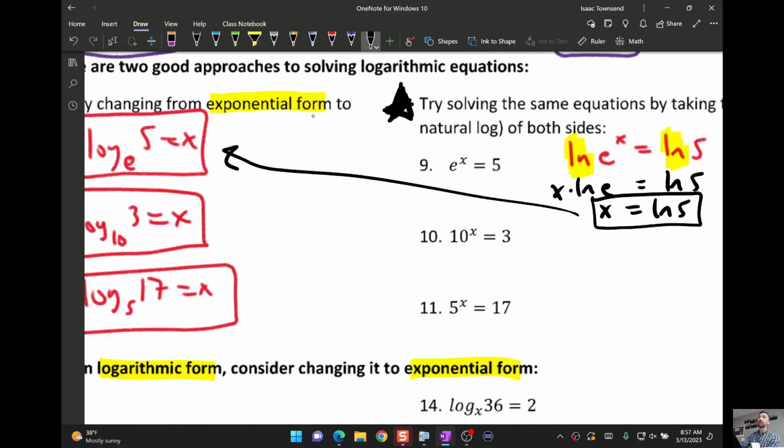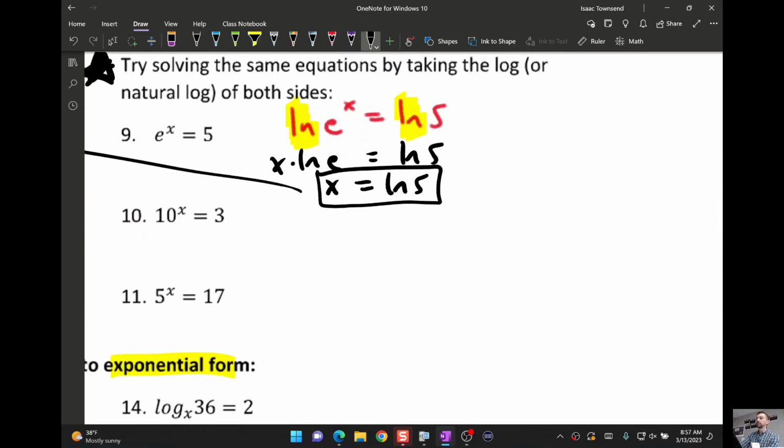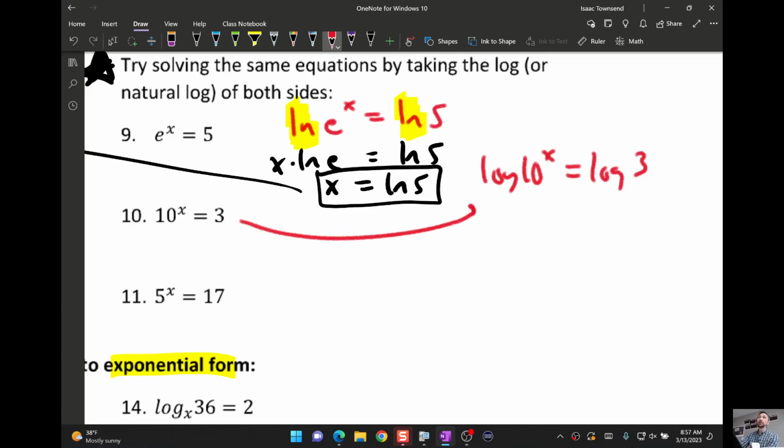Sometimes taking the natural log of both sides is the only way to move forward. Or if you'd rather take the log of both sides, that's okay too. I took the natural log here because this was an e, and I'm doing a common log here because this is a 10. It just makes it look a little bit nicer, but either one is fine.